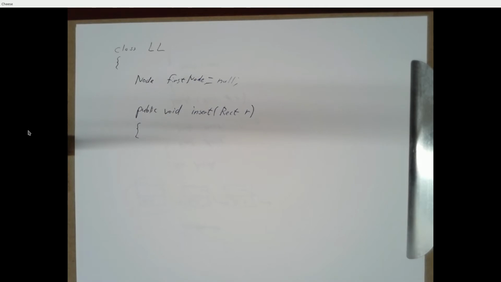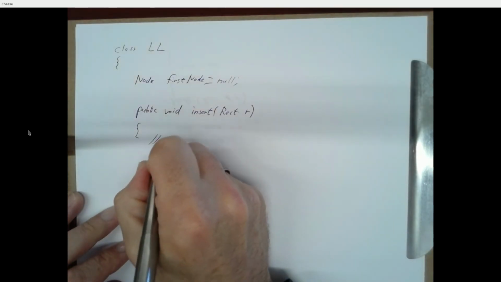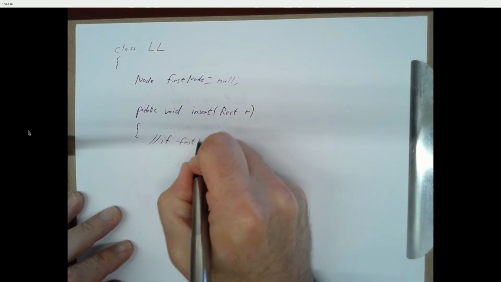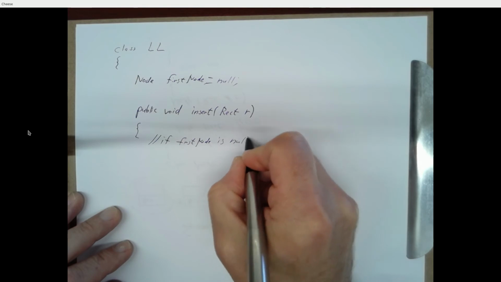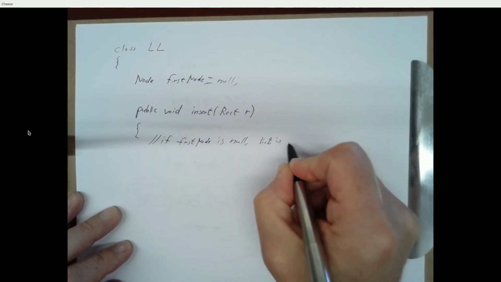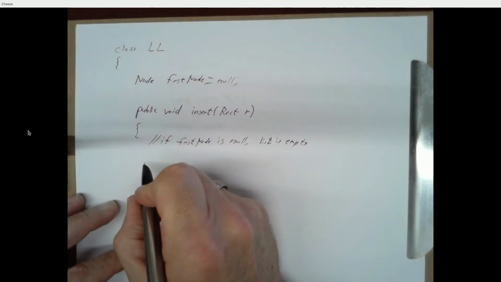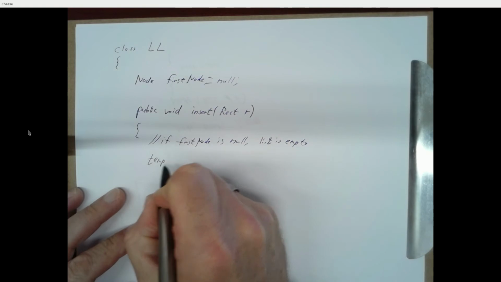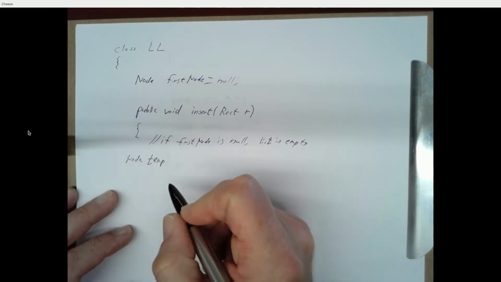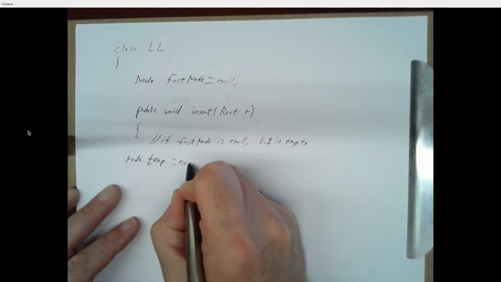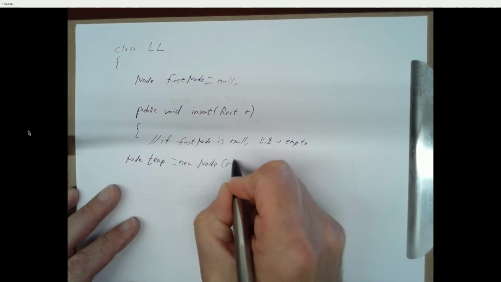So we've got two cases here. So if first node is null, then the list is empty. In which case we just want to set first node to our new node. Agreed? Okay, what if first node is not empty? What if there's already stuff in this list? So if we're putting it right at the beginning, then we would build a new node that's pointing to the node that's already in here. Exactly. So let's do a node temp equals new node. And we'll construct with that rectangle.